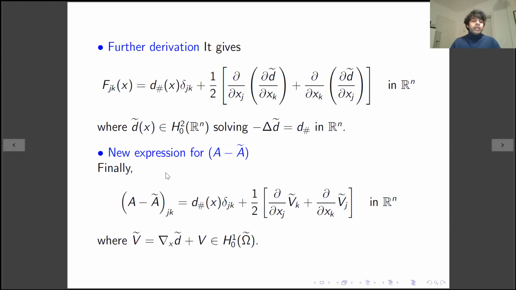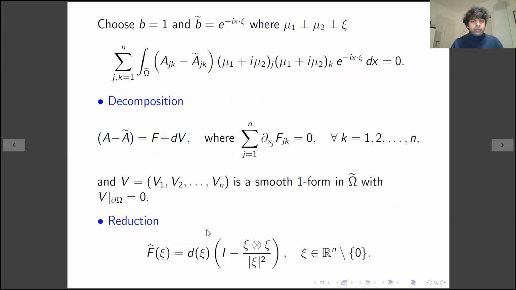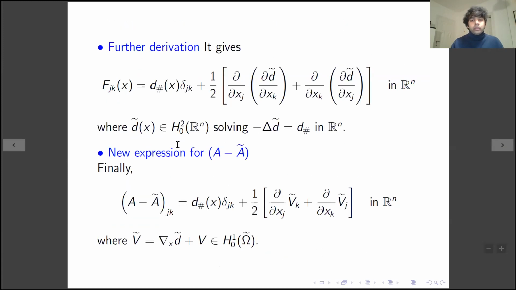What we get is that it has some scalar part, that is d sharp. And this is the vector part I'm mentioning, the symmetric gradient. This is like d/dx of vk and d/dx of vj, where this v tilde is the gradient part of d tilde plus v. And the v is the old v that I have here.